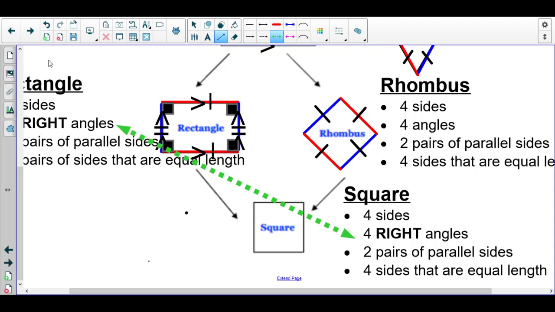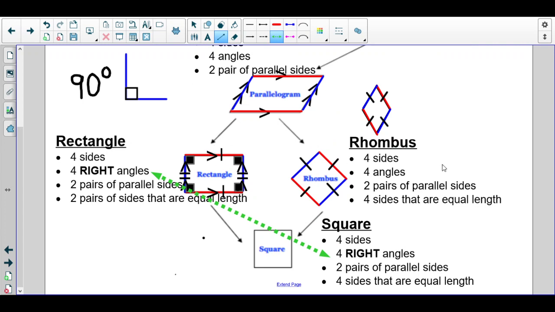And let me get us backed up here just a little bit so we can see everything. And then 2 pair of parallel sides, that's the same in both of them. And then 4 sides that are equal. And that is where we get right here. Okay, our 4 sides that are equal.